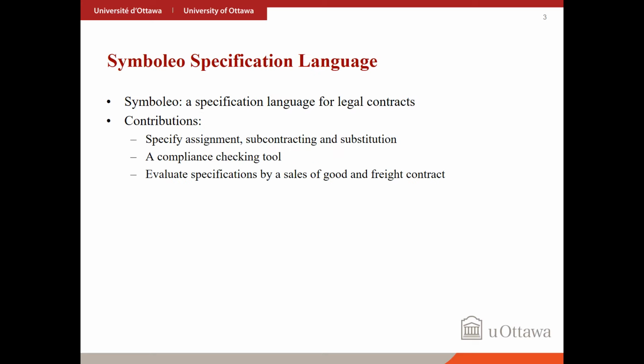Symboleo offers a language which logically specifies legal contracts and streamlines contract monitoring, compliance checking, and verification. We implemented this language in our laboratory and we extended it in this paper. Briefly, in this paper, we have specified execution time operations like subcontracting in Symboleo. We developed a compliance checking tool that includes reasoning with subcontracts, substitution, and assignment, and also we evaluated our proposal using a realistic sales of goods and freight contract.